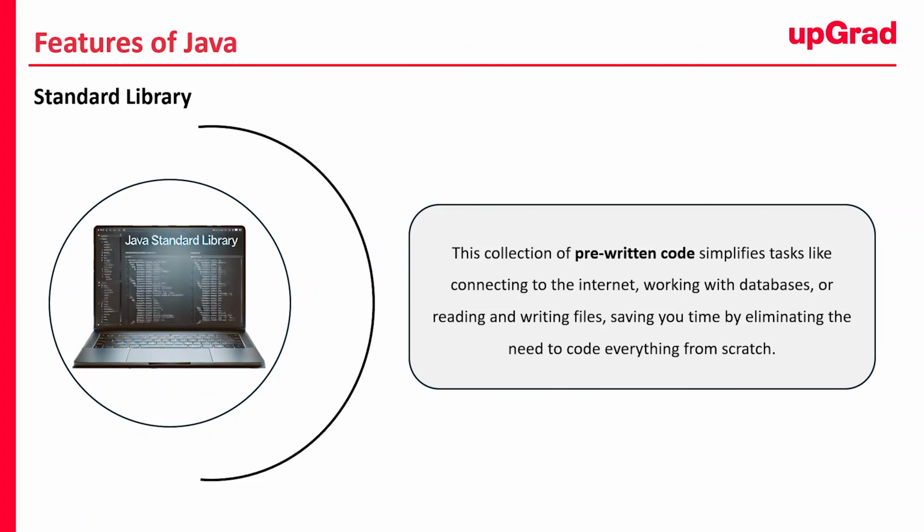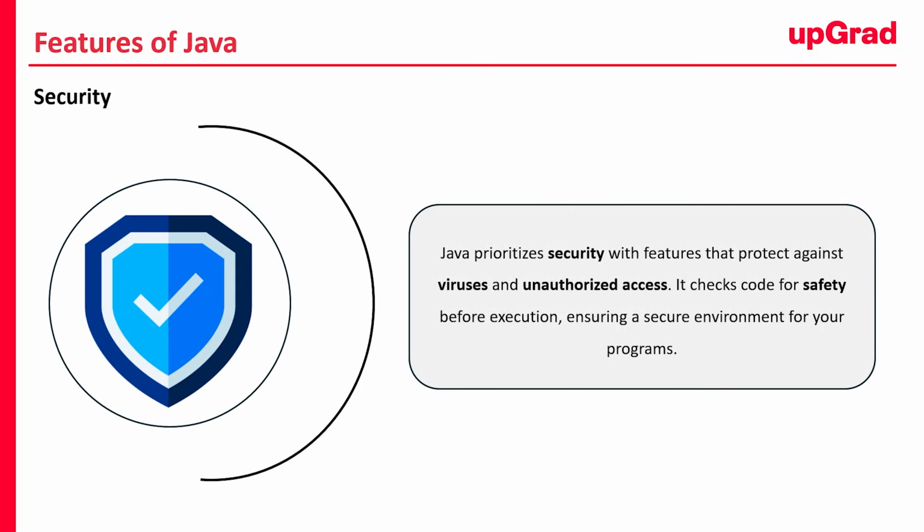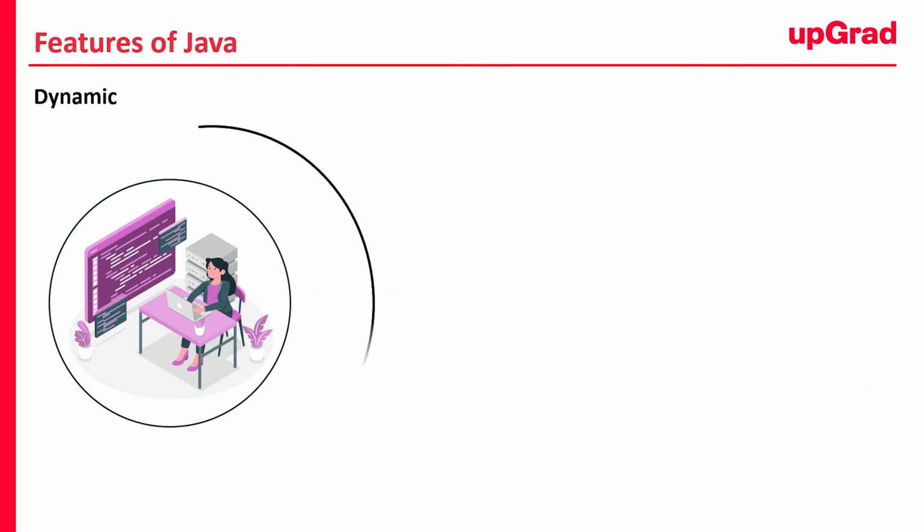Then there is security. Security is another big deal with Java. It's built with some really strong security features that protect your program from harmful things like viruses and unauthorized access. Java checks your code to make sure it's safe before it runs and creates a secured environment for it to work in.